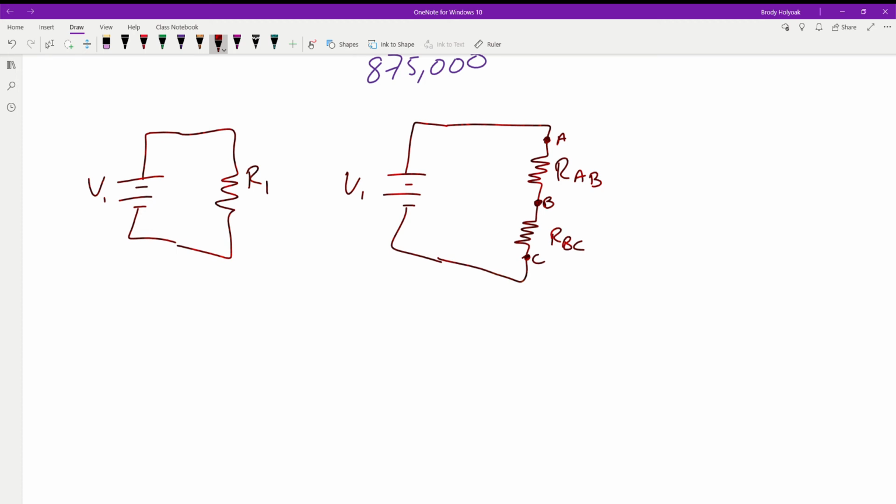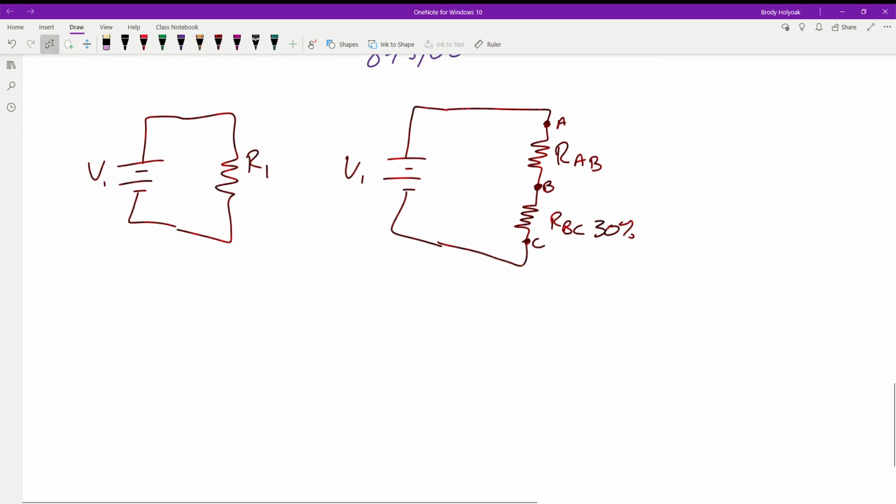Well, what happens if I set this to 30%? What happens between A and C? You get all of it. When you're looking across everything, you get the full total amount. The wiper arm is only establishing the ratio of where these are going to be. So for example, in the circuit, we have an R total, which is equal to RAB plus RBC, R1, R2. Think of it that way. We have two individual resistors at this point.